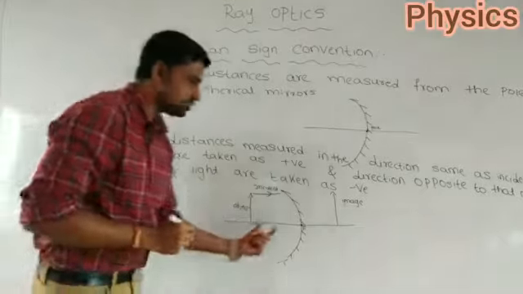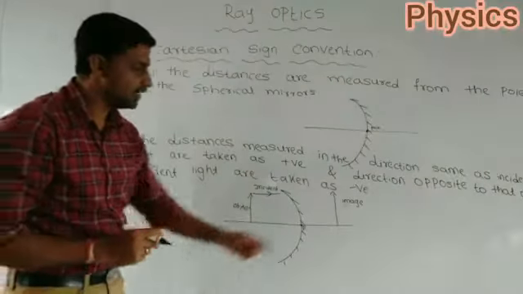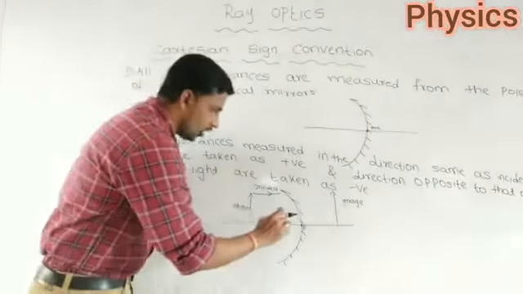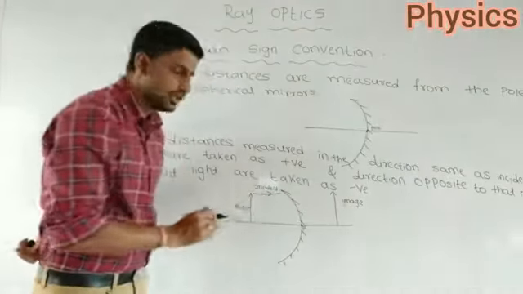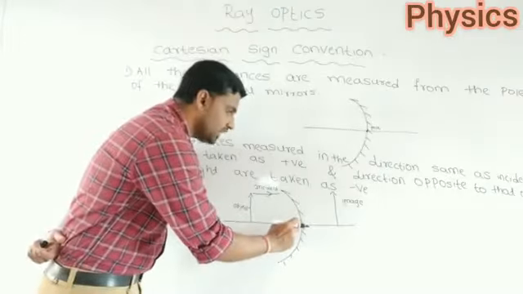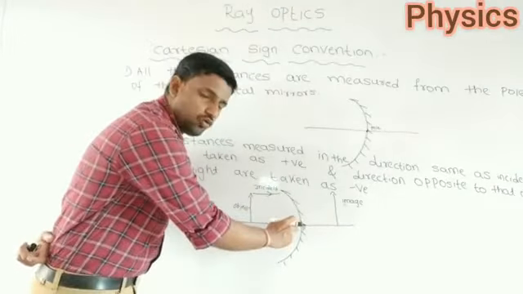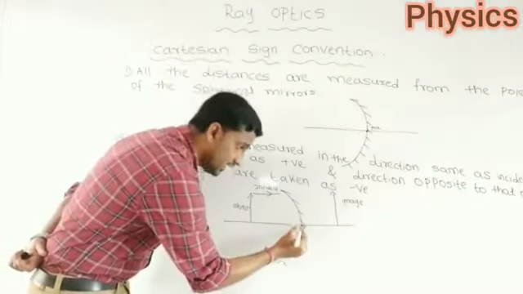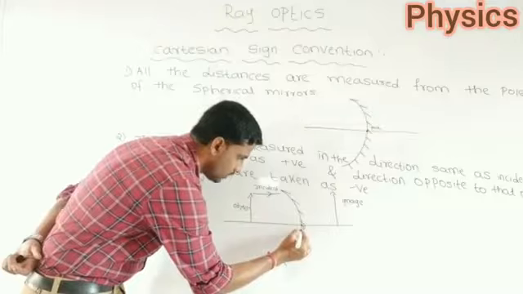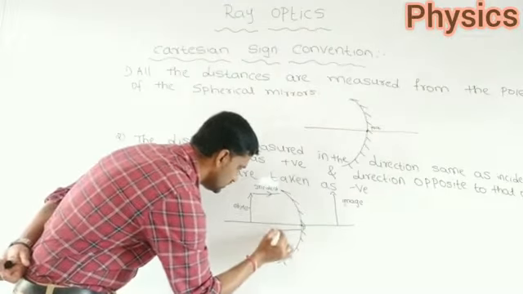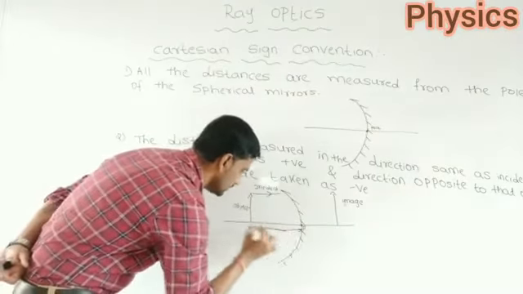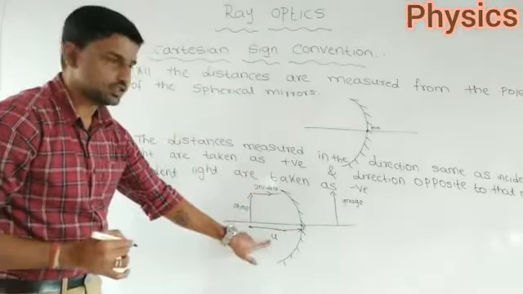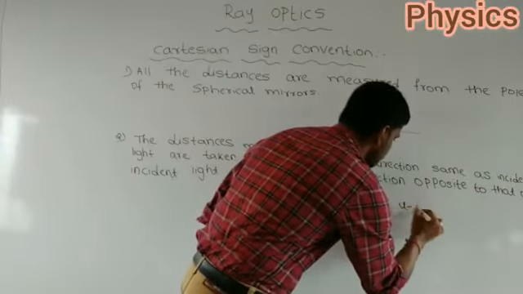Then I should measure the object distance and image distance. First I am going to measure the object distance. The object distance is the distance from the pole of the spherical mirror to the object. So I should take the distance from the pole, from here to here. This is the object distance. Usually we denote the object distance as u. Here u is nothing but the object distance.